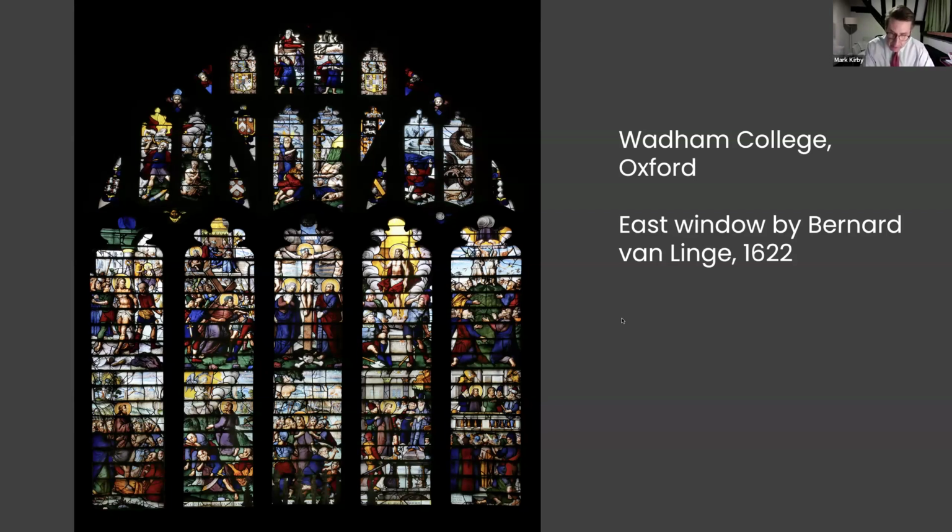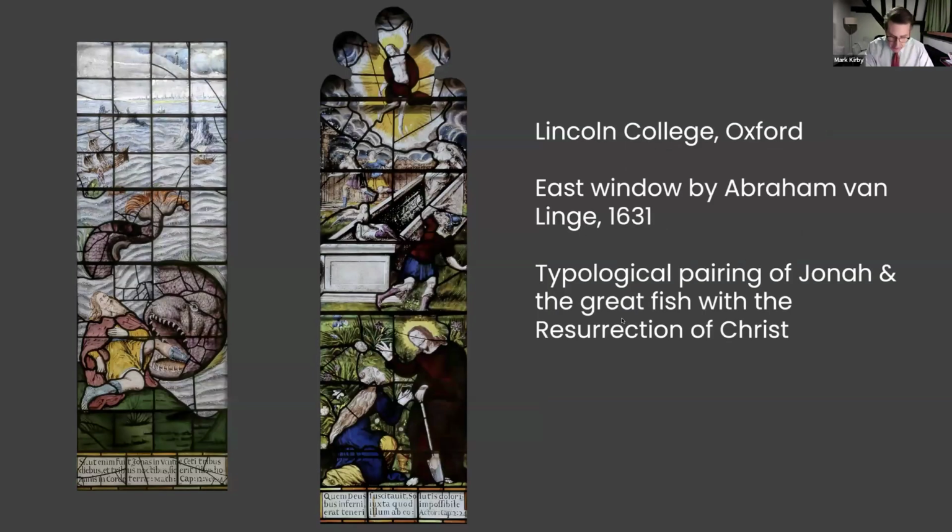At one point, when he is asked for a sign by the Pharisees, Jesus replied, "A wicked and adulterous generation asks for a sign, but none will be given it except the sign of the prophet Jonah. For as Jonah was 3 days and 3 nights in the belly of a huge fish, so the Son of Man will be 3 days and 3 nights in the heart of the earth." And that brings us to what became the most commonly used example of typology in stained glass in this period. And it appears 5 times in Oxford chapels just in that one very short period of time.